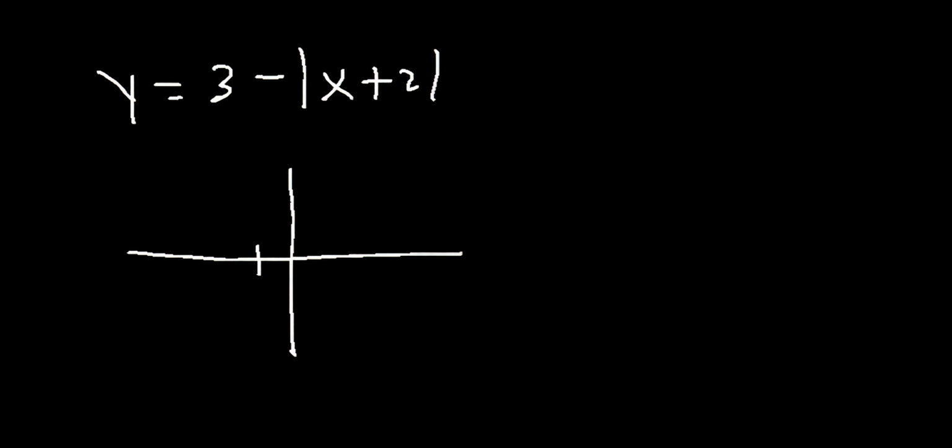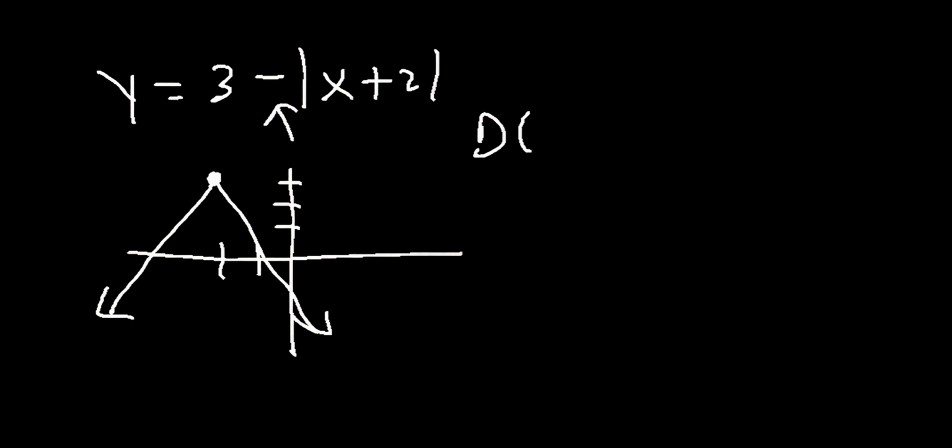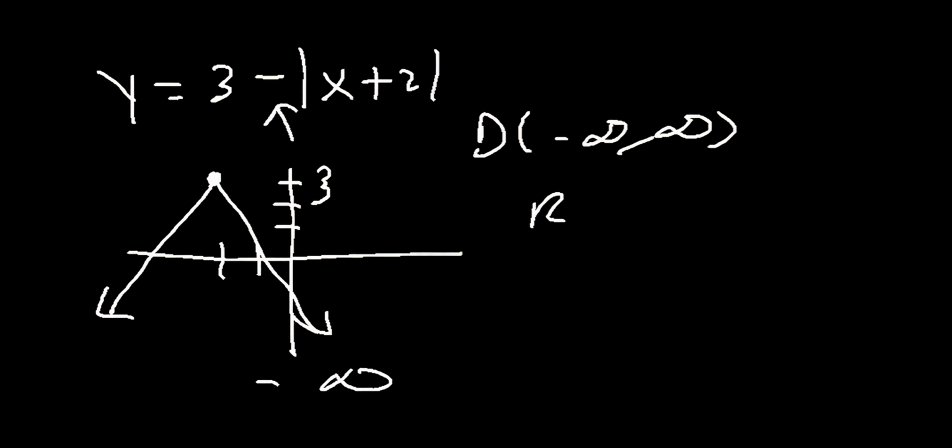And let's say if it opens downward. Let's say you have 3 minus absolute value of x plus 2. So it shifts 2 units to the left, and it's shifted up 3 units, so it starts here, but there's a negative in front of the absolute value, so it goes like this. It goes downward with a slope of 1. So your domain is everything for this function as well, but the range, the highest value is 3, the lowest value is negative infinity. So it starts from low to high, negative infinity, and it stops at 3.